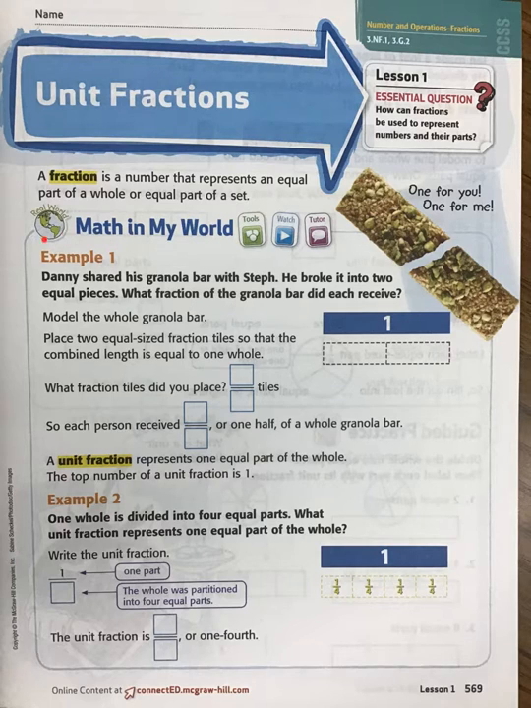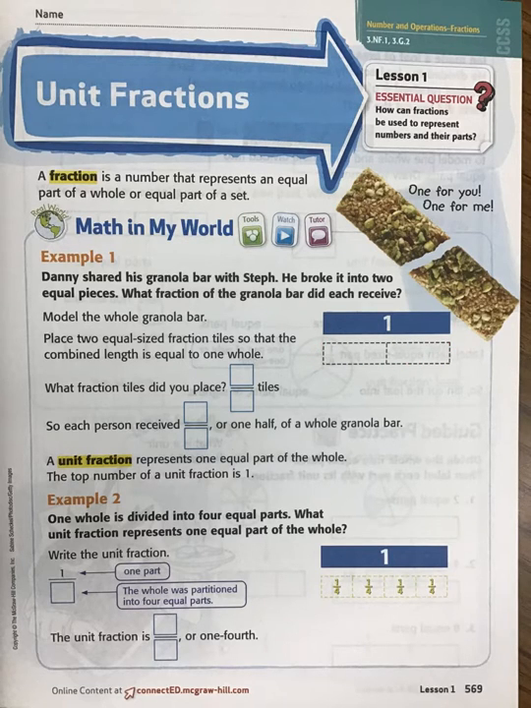So let's look at example number 1. Danny shared his granola bar with Steph. He broke it into 2 equal pieces. What fraction of the granola bar did he receive? So here we have the model of the whole granola bar. A whole, 1, represents 1 whole. Now it says that he broke it into 2 equal parts, right?